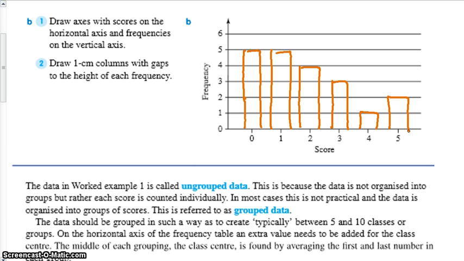Okay. Everyone happy with that? Yep. Okay. You need gaps. If you're doing one centimetre column wide ones, do a half centimetre gap. All right.